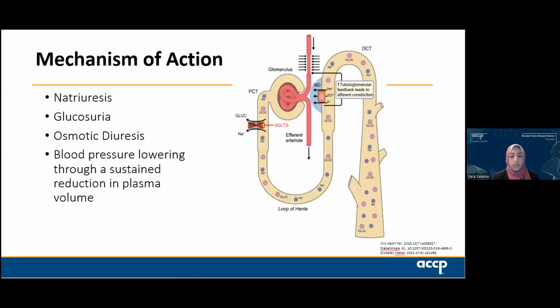To begin, I'd like to provide some background information on how these drugs work. As we know, SGLT2 inhibitors work through a variety of different mechanisms. They inhibit the reabsorption of sodium and glucose in the proximal tubule, allowing for sodium reabsorption in the distal tubule of the kidneys. They're also involved in natriuresis and glucosuria through the excretion of glucose, and they have a role in osmotic diuresis, which results in blood pressure lowering through a sustained reduction in plasma volume.